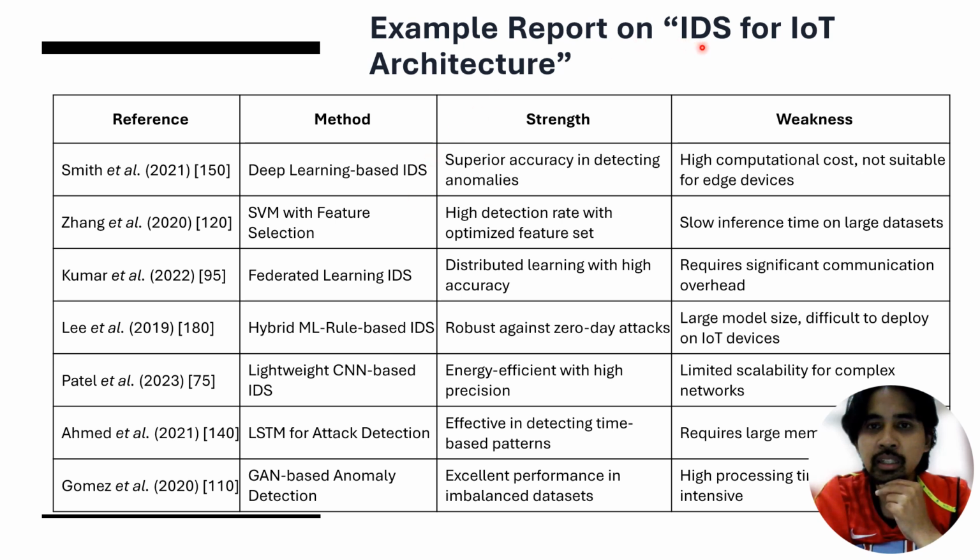The topic is about IDS for IoT architecture. So all of them use different methods in IDS. There is LSTM, there is SVM, there is federated learning, there is GAN, and different methods have different strengths. But basically, they are all about accuracy. For example, SVM is for feature extraction and feature selection, federated learning is for balancing distributed architecture, LSTM is for time-based patterns, and GAN is for imbalance.